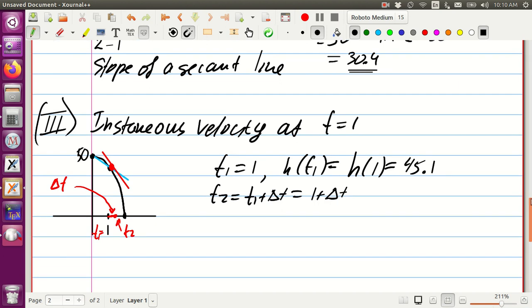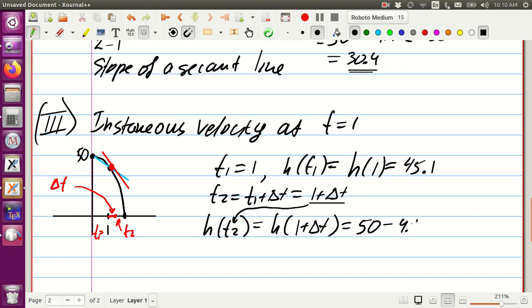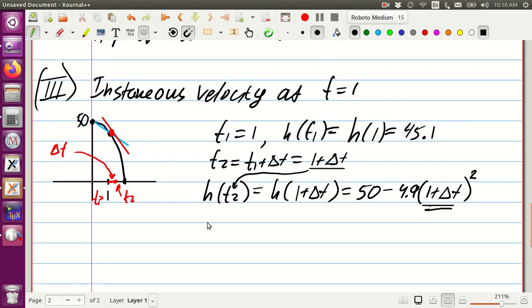So finding the instantaneous velocity is the same as finding the slope of a tangent line, right? The slope of a tangent line. So we're going to need h of t2. So it's going to be h of 1 plus delta t. So we take 1 plus delta t and we plug it into the h function. So it's going to be 50 minus 4.9 times 1 plus delta t quantity squared. So first we're going to simplify the expression inside.